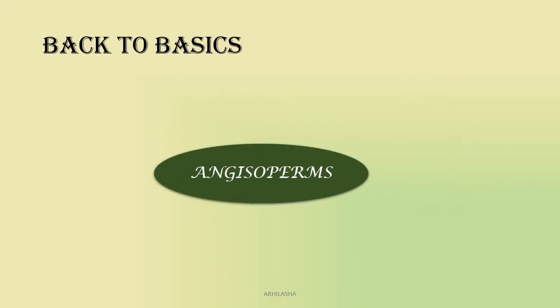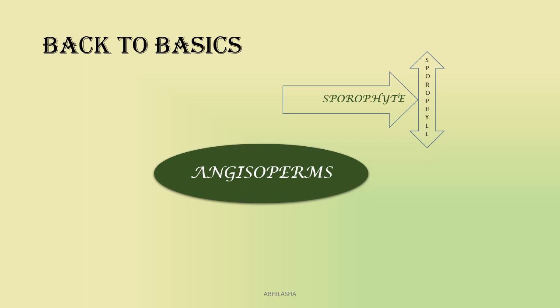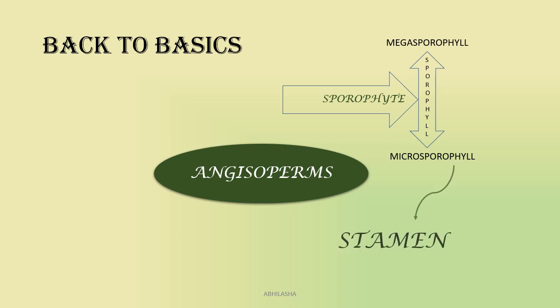In angiosperms, the main plant body is a sporophyte. So the flowering plants that you see around you are sporophytes which reproduce through spores. So in angiosperms, there are two types of spores. The male spore is known as microspore and the female spore is known as megaspore. Microspores are borne on special leaves known as microsporophylls. These special floral leaves are stamens.